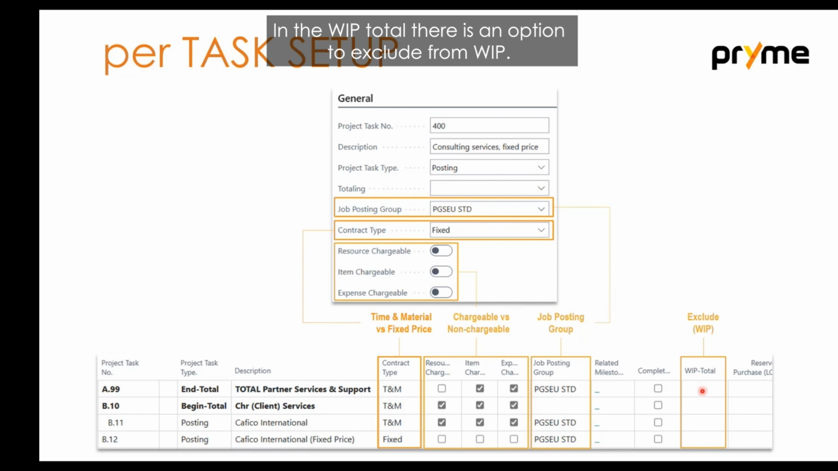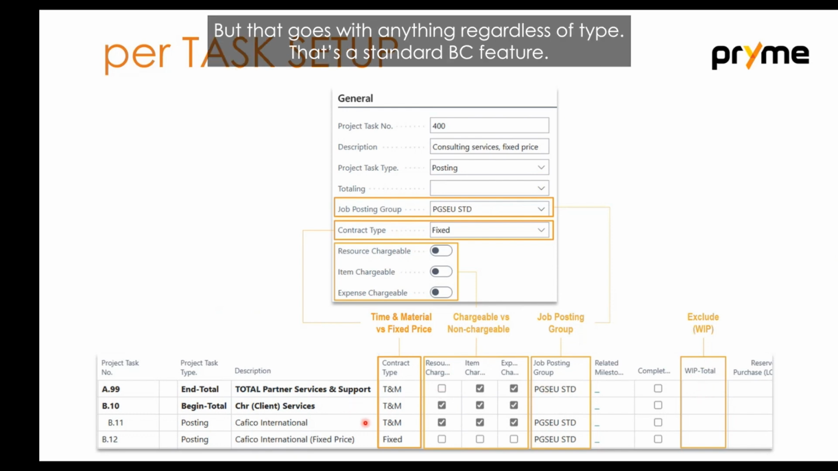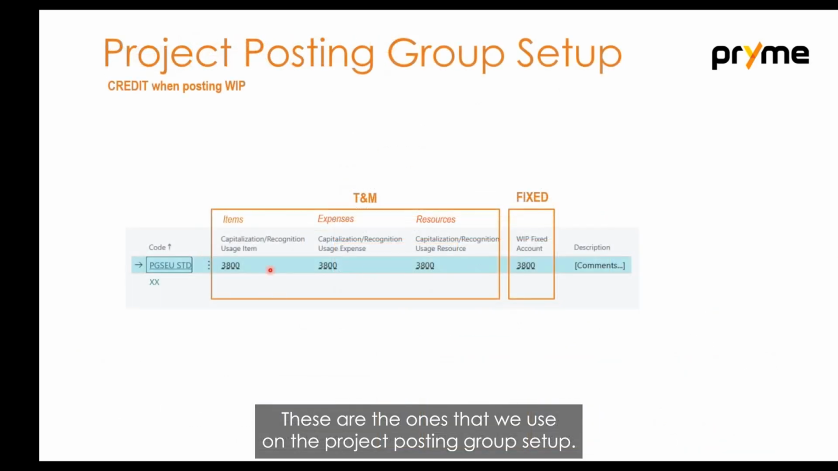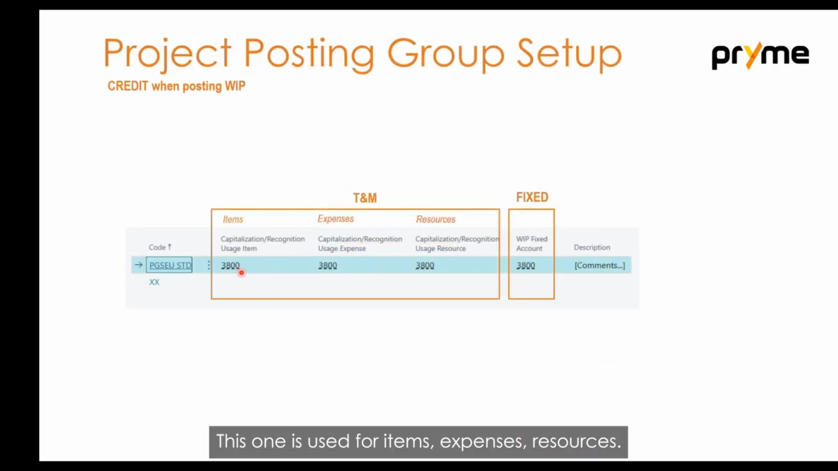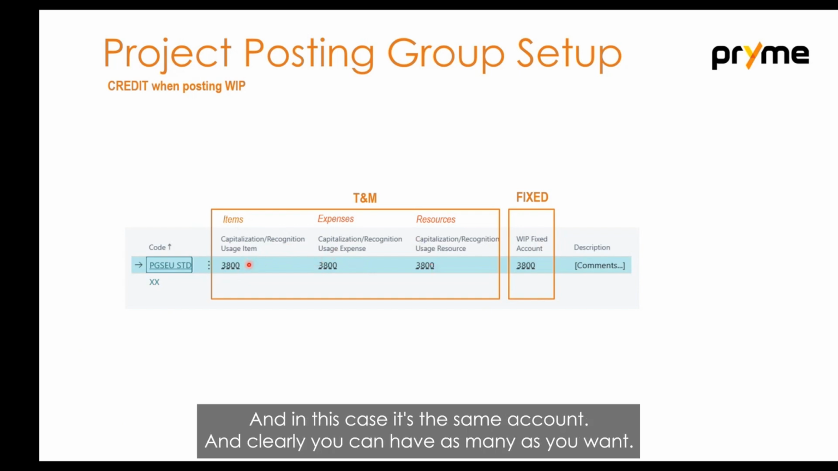There is an option to say exclude from WIP, but that goes with anything, regardless of type. And that's a standard BC feature. These are the ones that we use on the product posting group setup. This one is used for items, expenses, resources, and in this case, it's the same account. And clearly, you can have as many as you want.